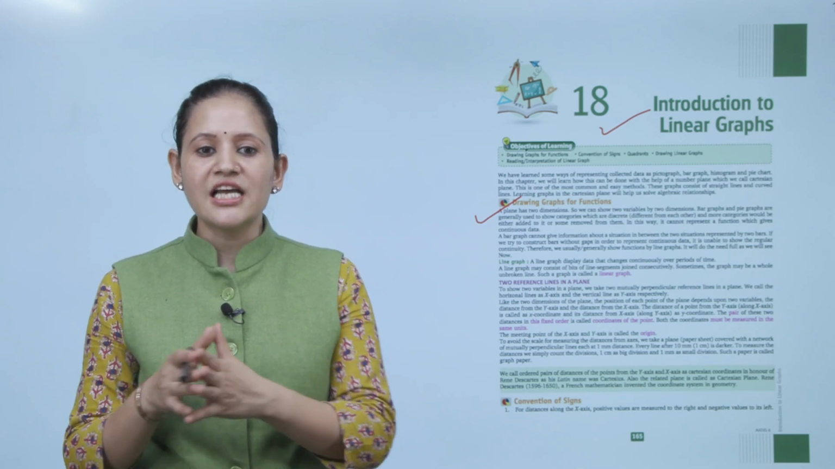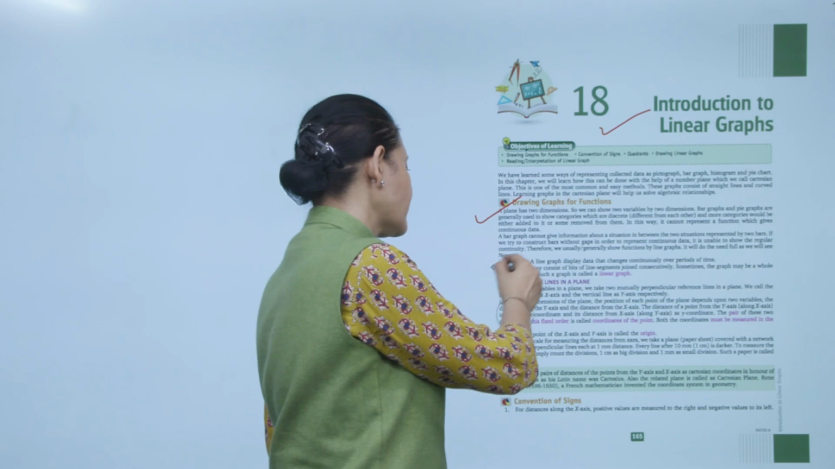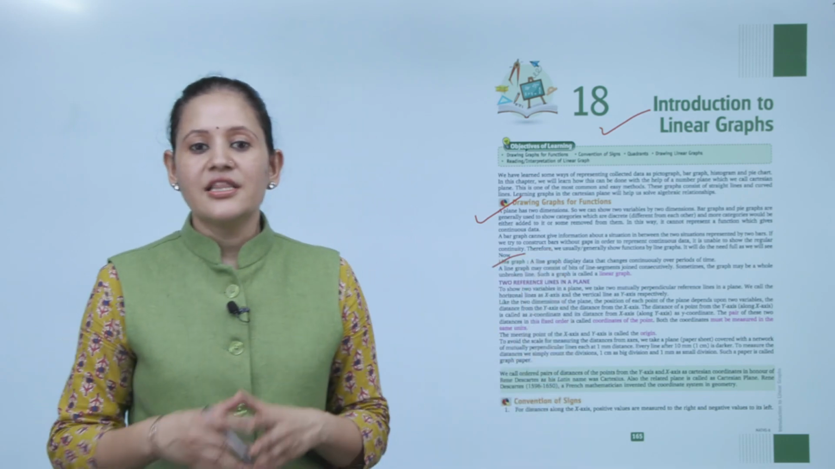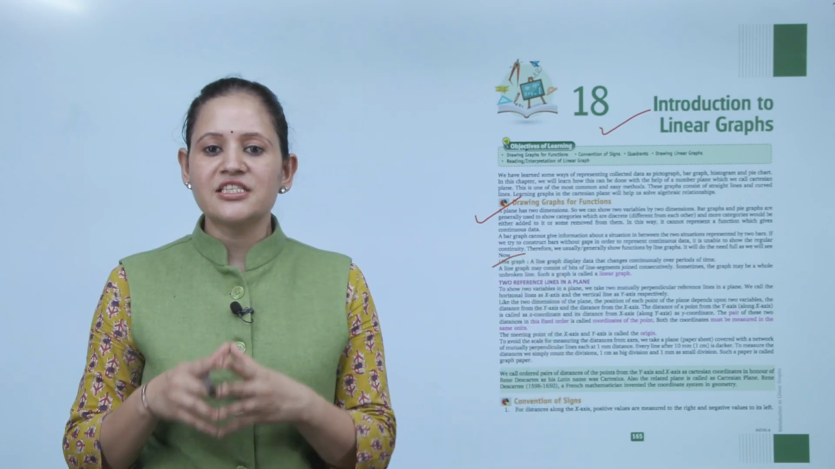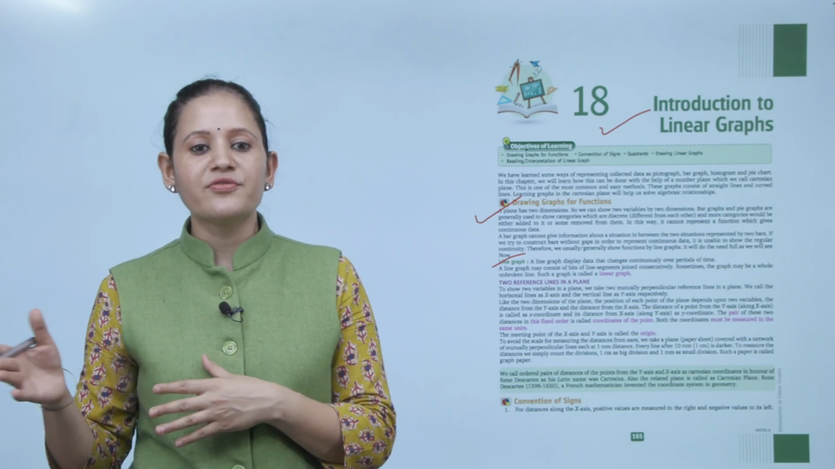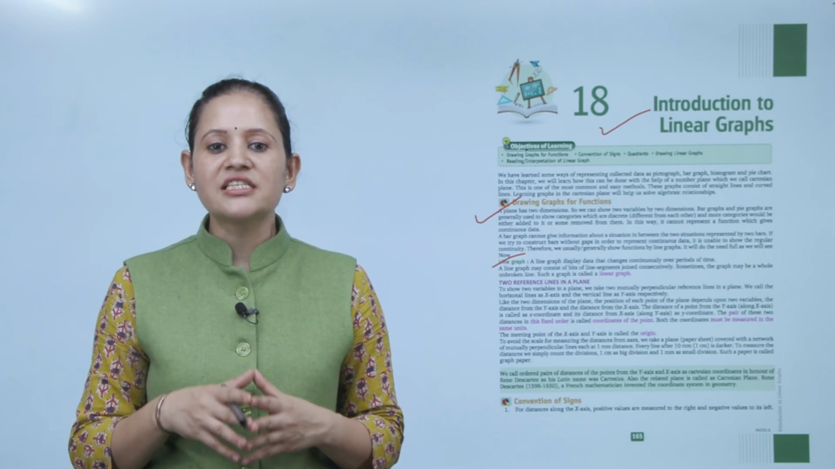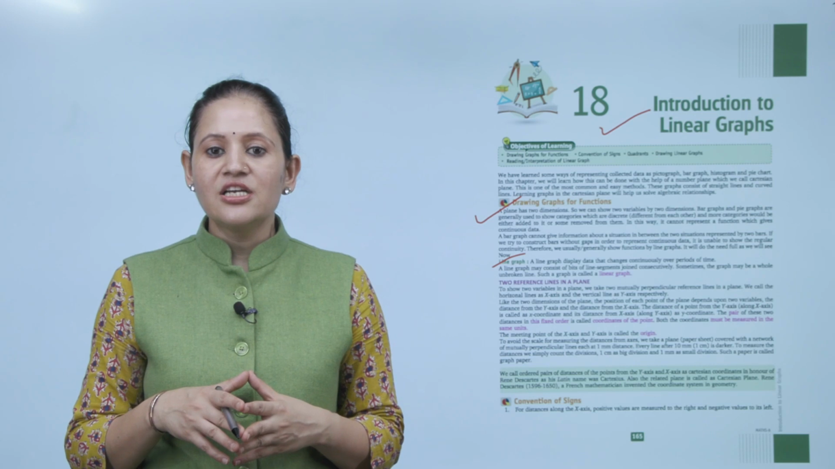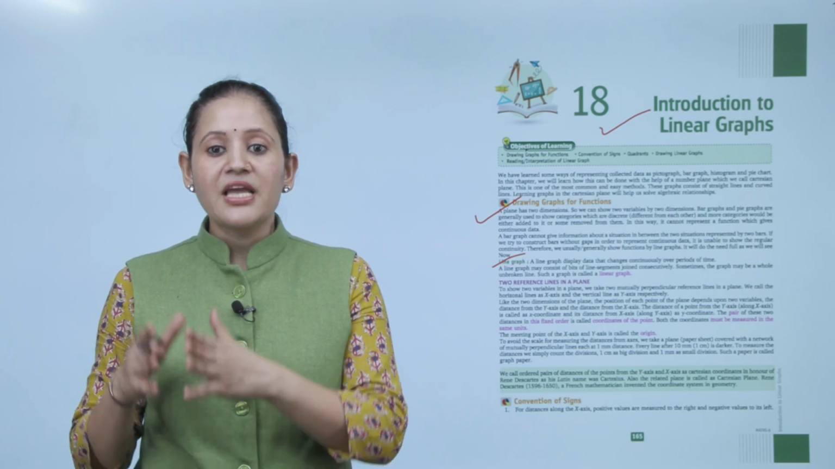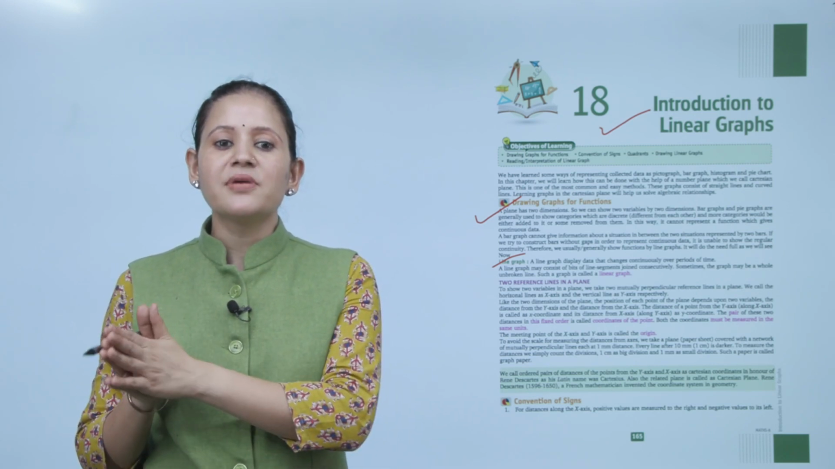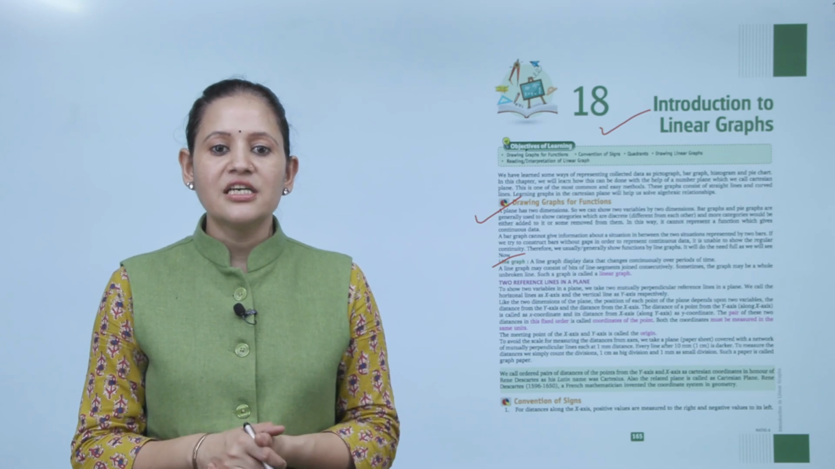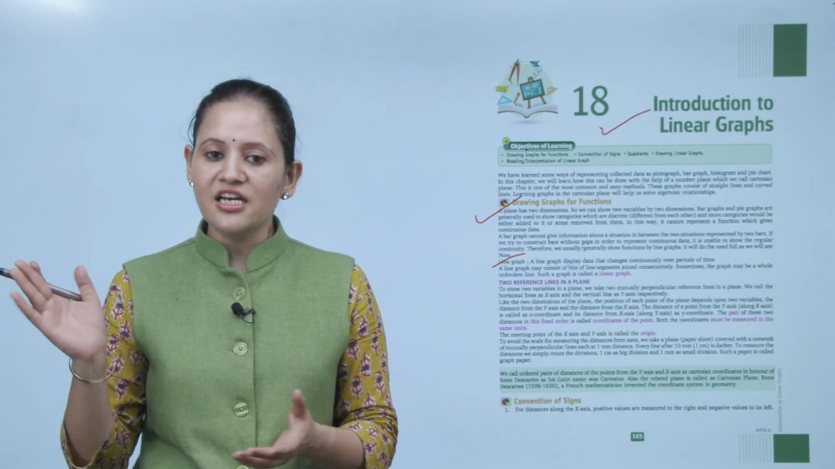So first is the line graph. The line graph displays the data changing continuously over a period of time. A line graph may consist of bits of line segments joined consecutively. Sometimes the graph may be a whole unbroken line. Such a graph is called a linear graph.